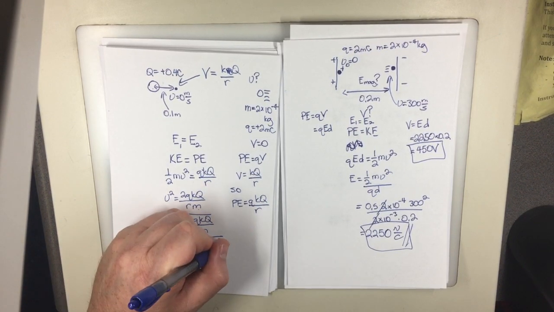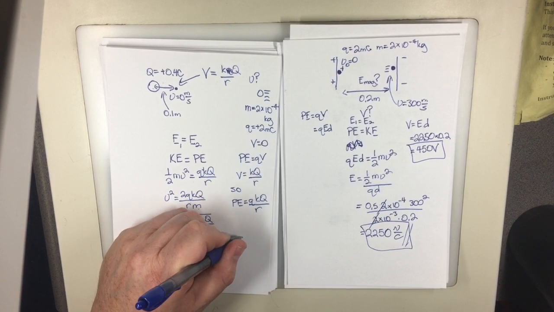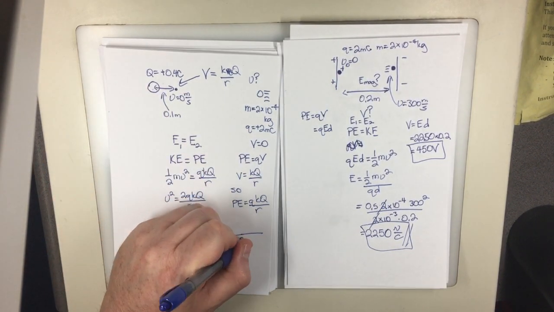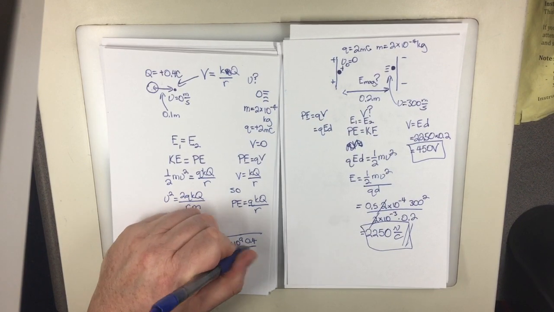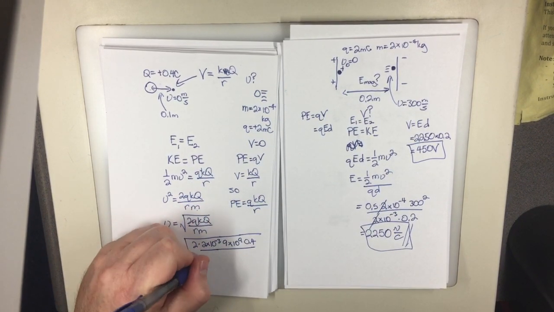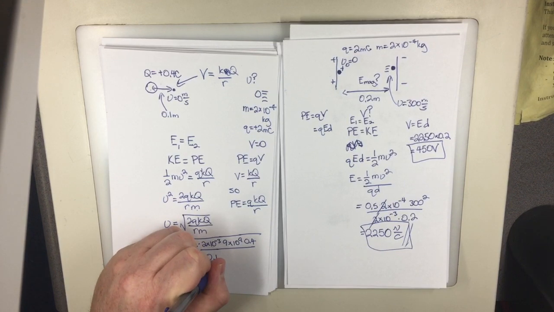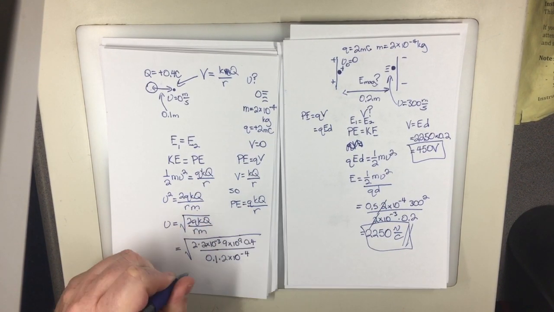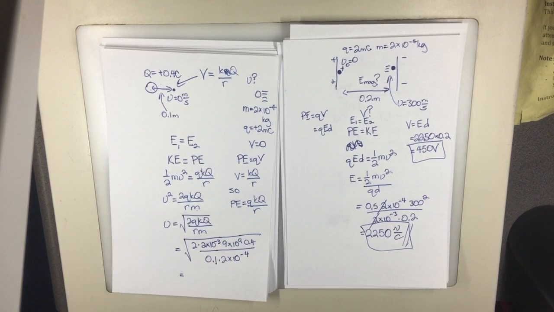Two millicoulombs. K is 9 times 10 to the 9th. Big Q is 0.4. R is 0.1. Mass is 2 times 10 to the negative 4. Now this is a dynamically created problem, so I have no idea what number we're going to get.